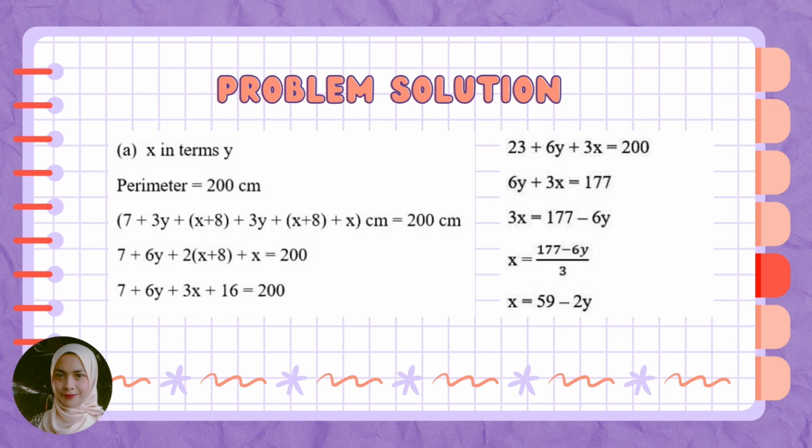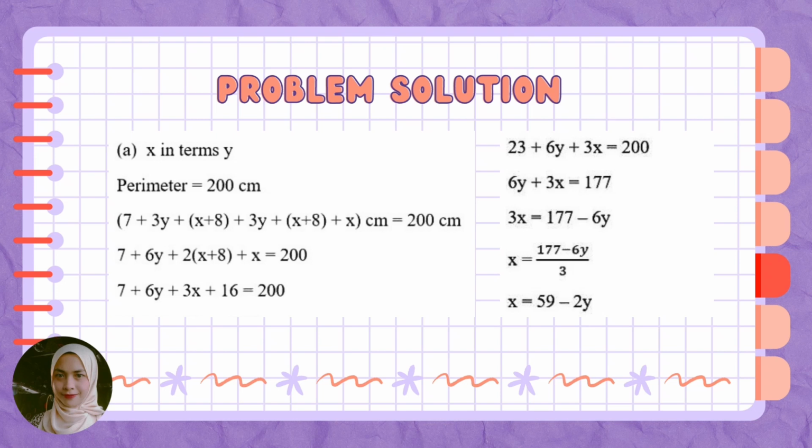3y plus 3y will get 6y, and (x plus 8) plus (x plus 8) will get 2(x plus 8). Then we expand 2(x plus 8) to get 2x plus 16. And 2x plus x will get 3x. And 16 plus 7 will get 23. So it will be 23 plus 6y plus 3x equals 200. Next, we bring 23 to the right hand side. So we'll get 6y plus 3x equals 177.